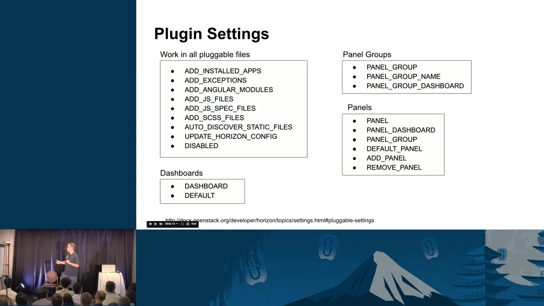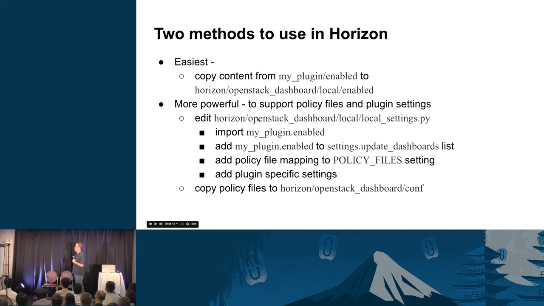Let's see. Let's go back. Yeah, that's basically what I want to tell you about that. And so there's two methods of actually using the plugin. There's a very simple one: you can copy that file, the enabled file. So in that example, it was _2000logpanel.py. You can copy that into the local enabled directory inside of Horizon.